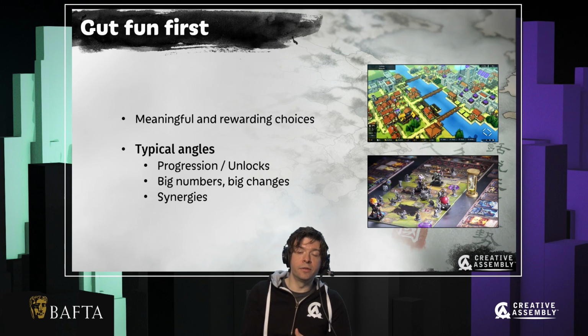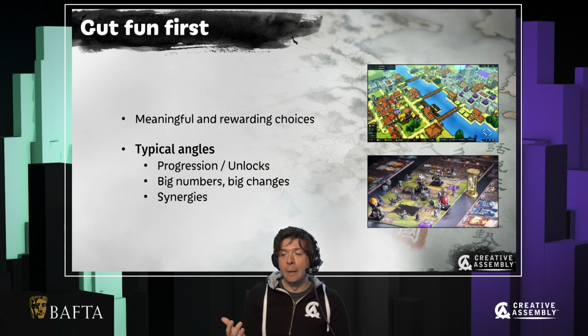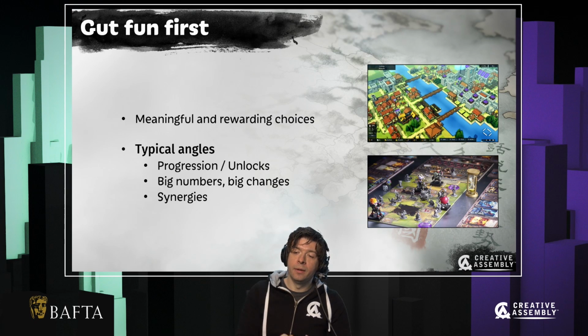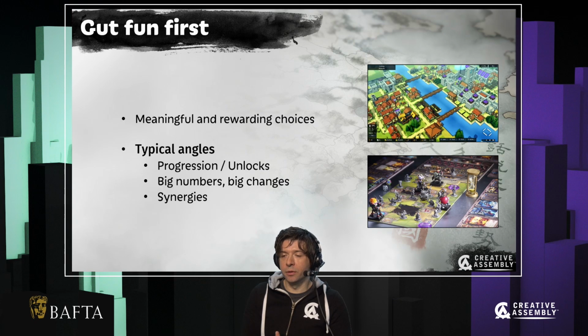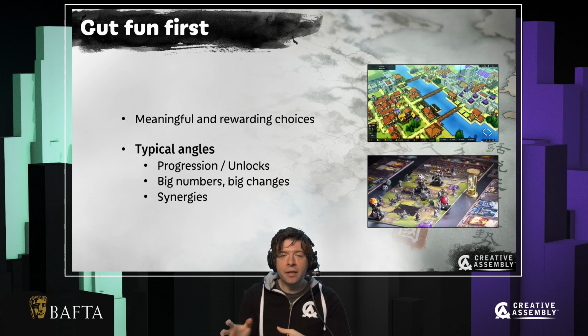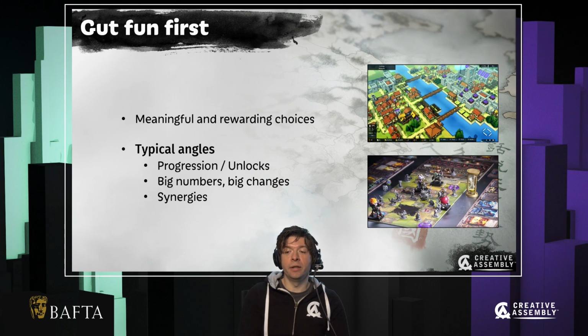Typical angles for this in strategy games is usually providing unlocking units, unlocking buildings, unlocking game options, and overall focusing on that sense of progression. And big numbers or big changes can work as well, even though it's a purely numerical game, but it still helps, and we talked about that. And then finally, synergies between systems, giving players the ability to identify maybe slightly hidden synergies, but they are really rewarding to find and then to exploit.